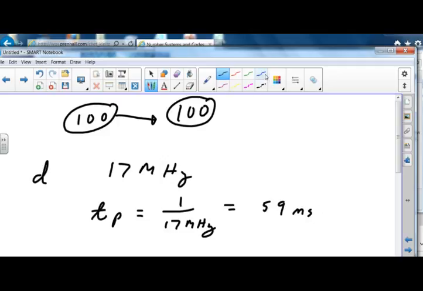Okay, so my calculator is saying 58.823529491E-9. That's what my calculator is saying. But I'm only going to take two significant digits. I'm going to call it 59 nanoseconds.